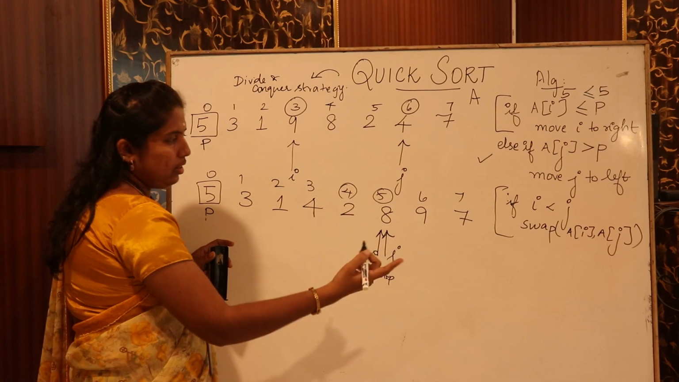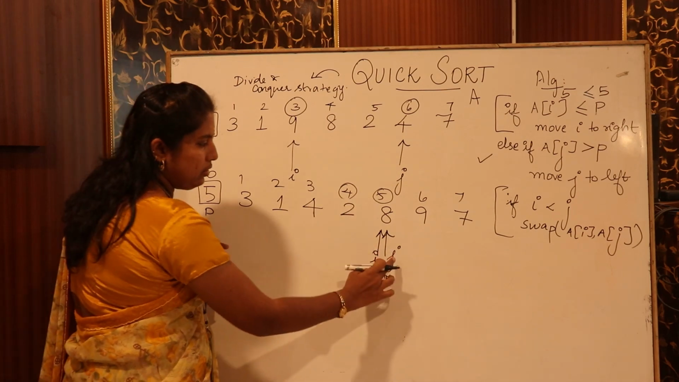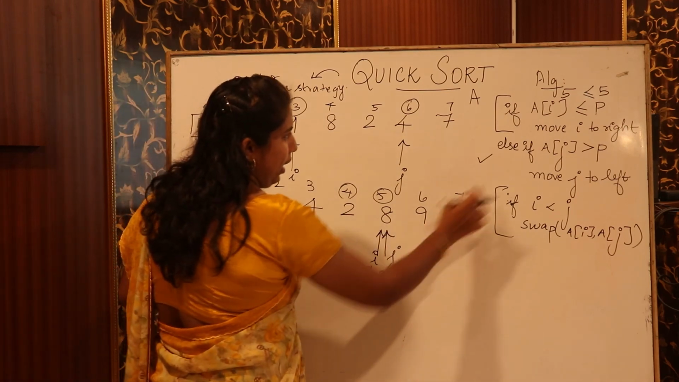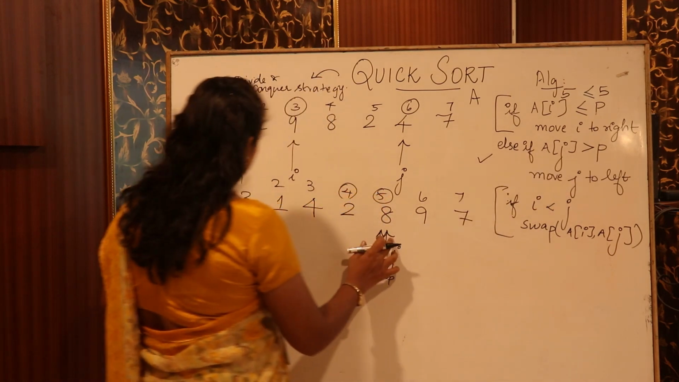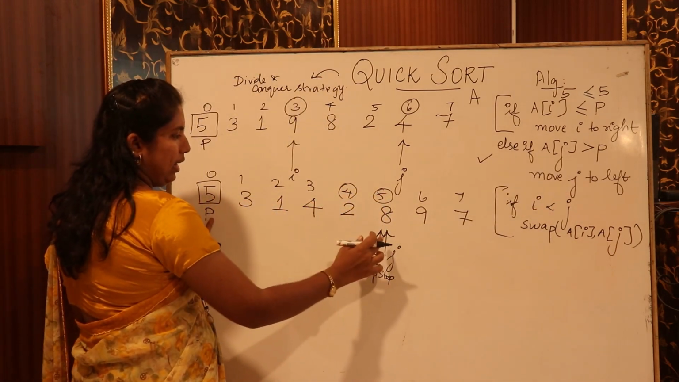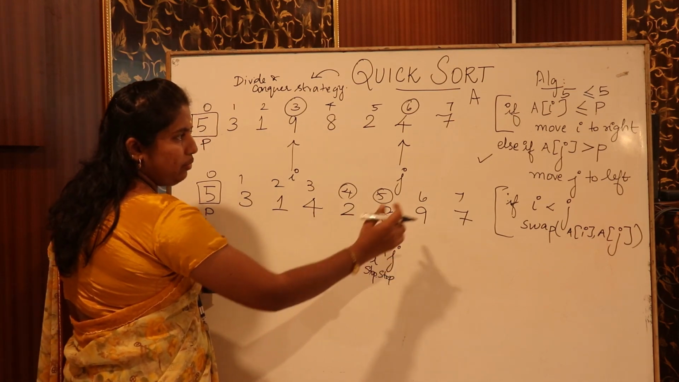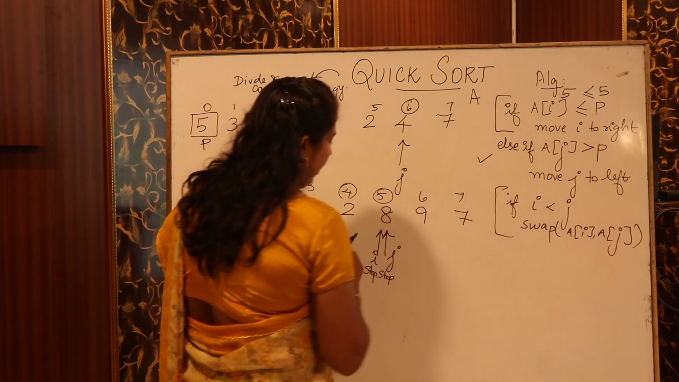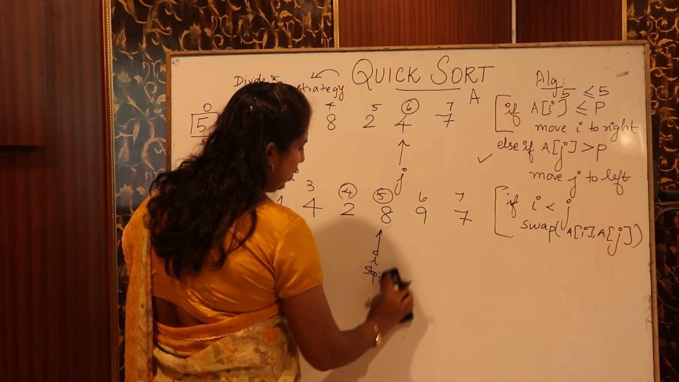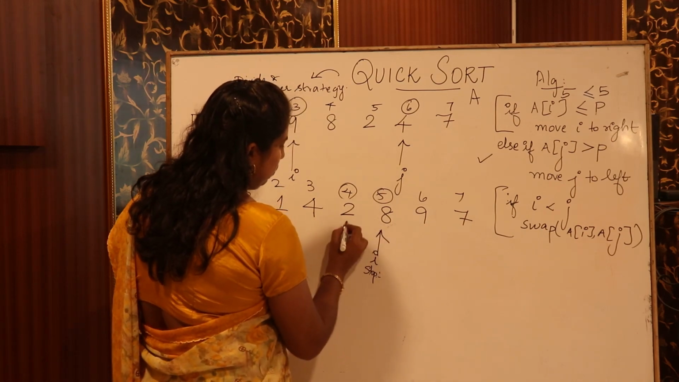Now we'll do the reverse process. We'll be checking this j value. So a of j is greater than pivot. Yes, 8 is greater than 5, which means it is correct. Which means we have to move the jth to left. So I will be shifting this jth pointer to left.